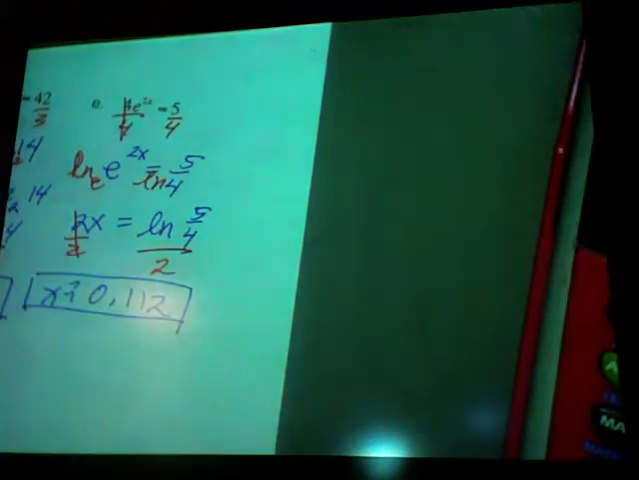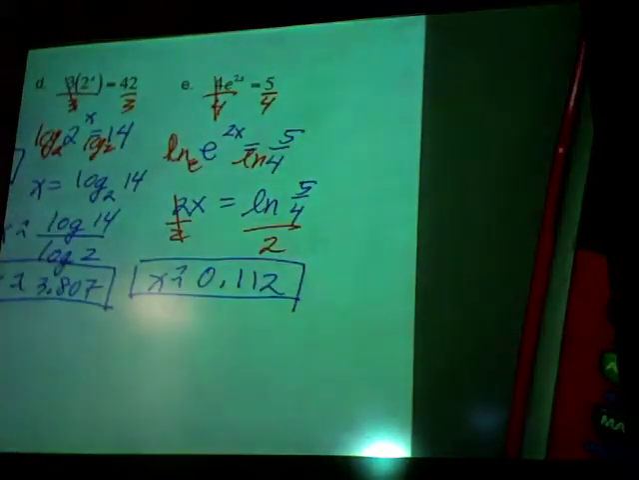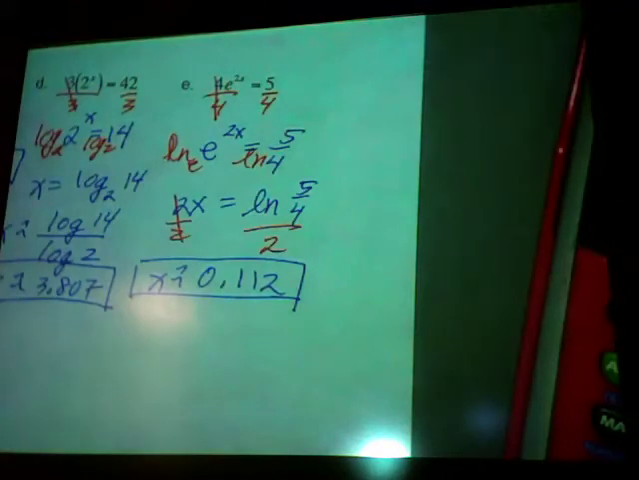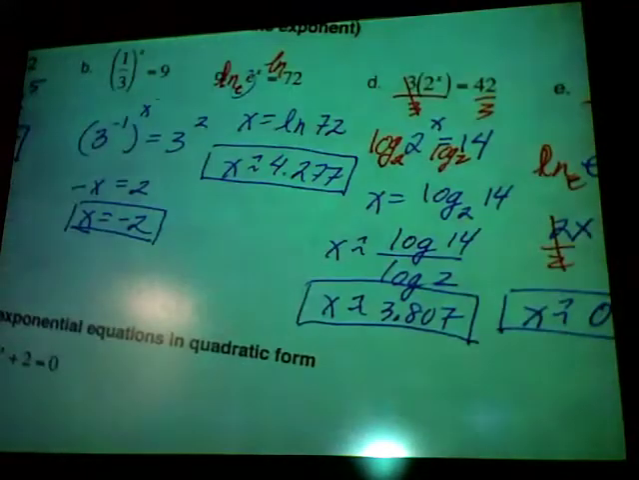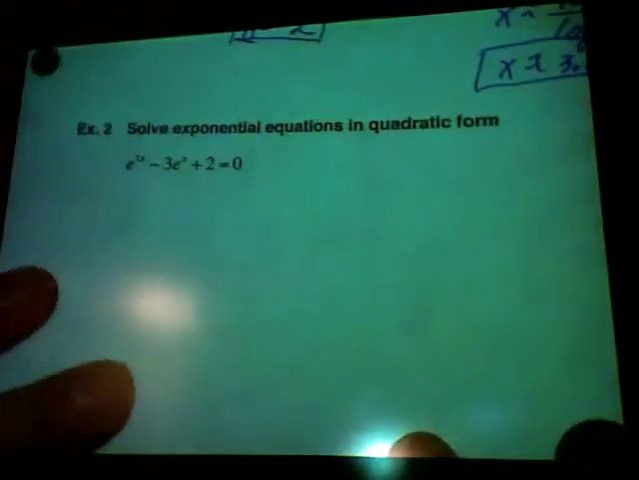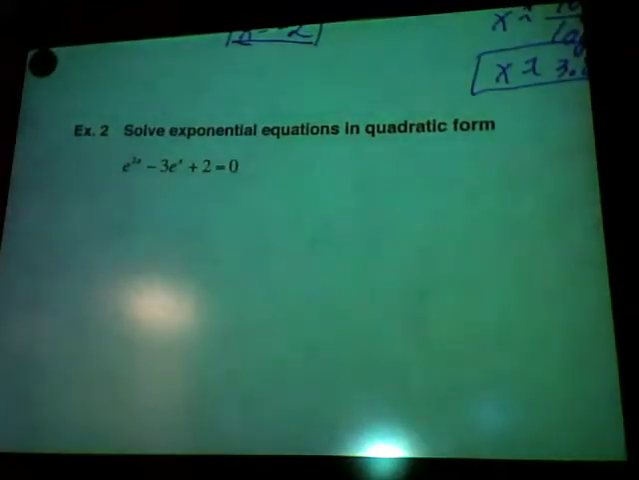A calculator is a beautiful thing, right? How do you feel about that, Mr. McGraw? That's not so bad, is it? No, it's not bad. But he's waiting for the other shoe to drop. Okay, so then let's look at example 2. And the other shoe's about to drop.